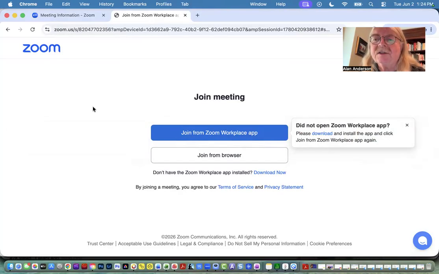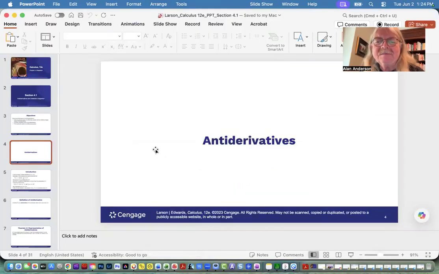it's called integration. Okay, so in other words, instead of taking the derivative of a function, we're going to reverse engineer that. We're going to take the derivative and work it back to the original function. So we're going to start by introducing the concept of antiderivatives.